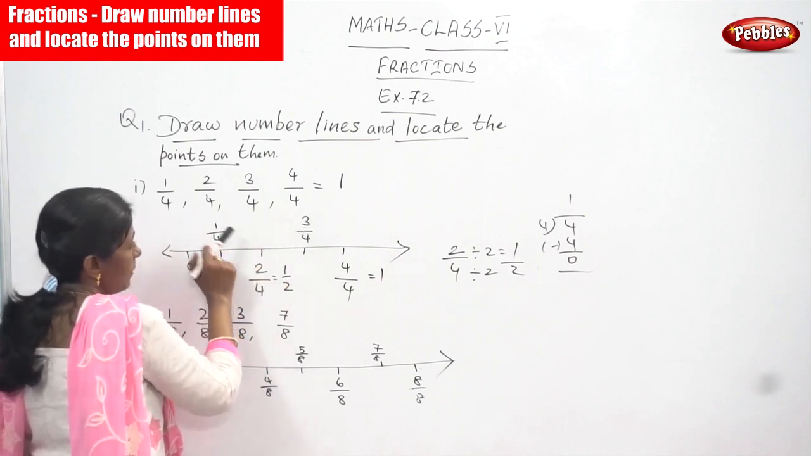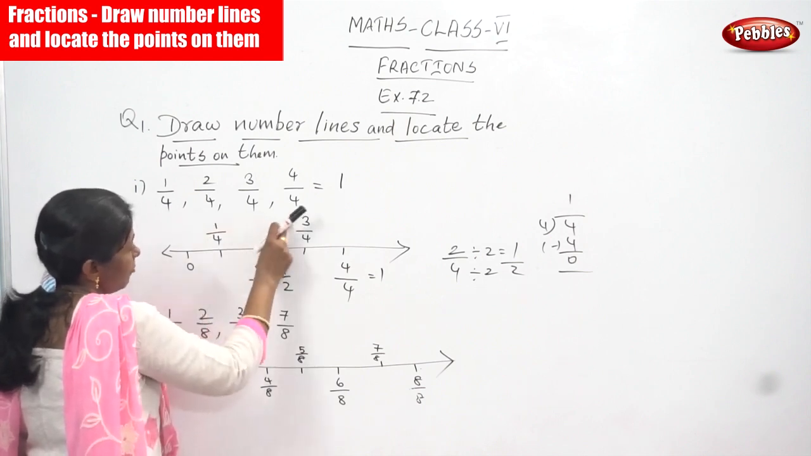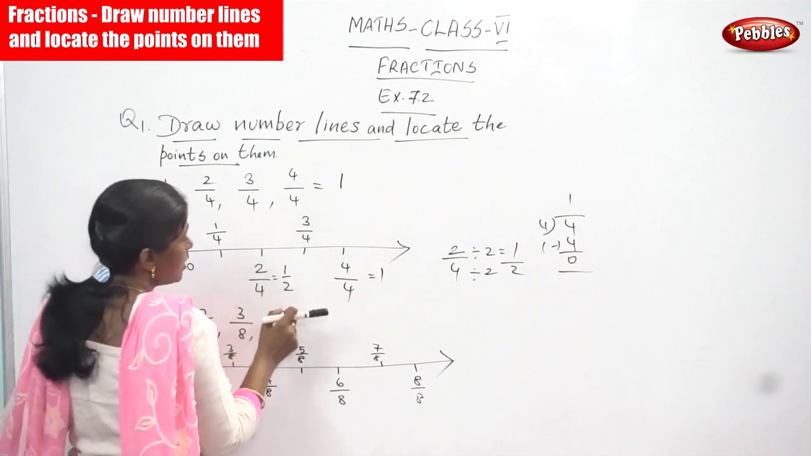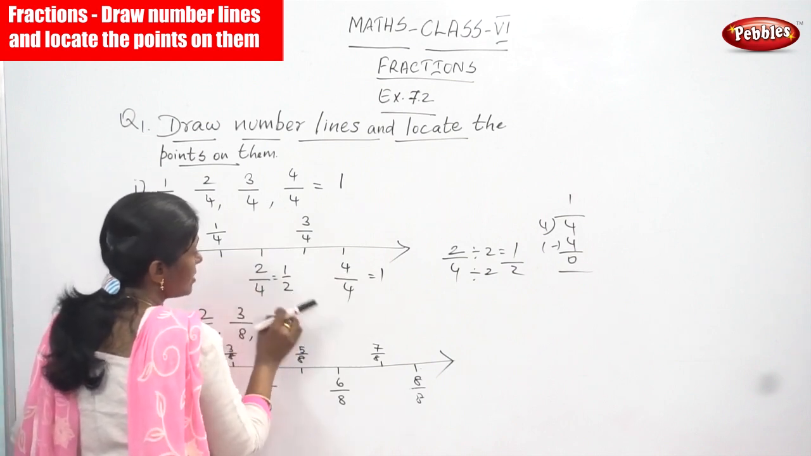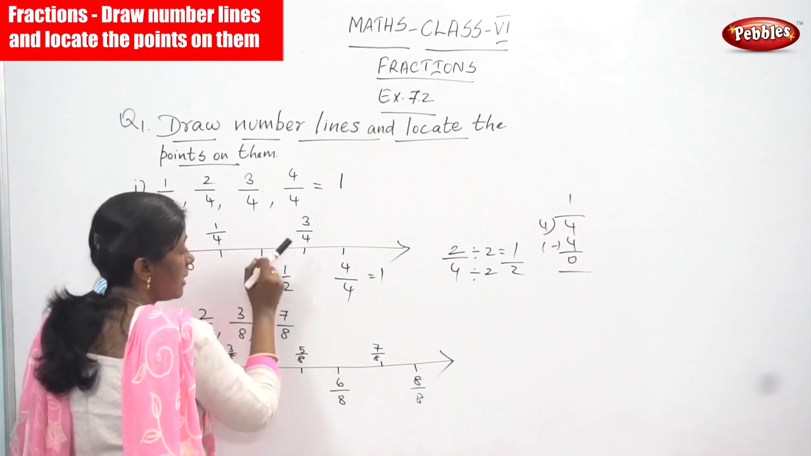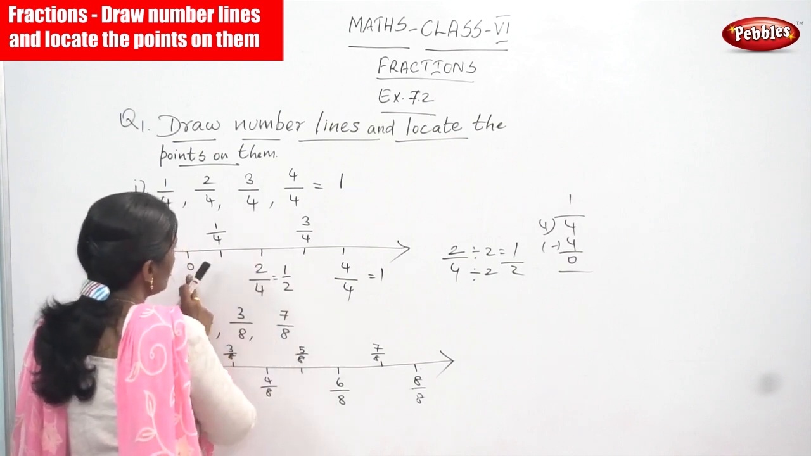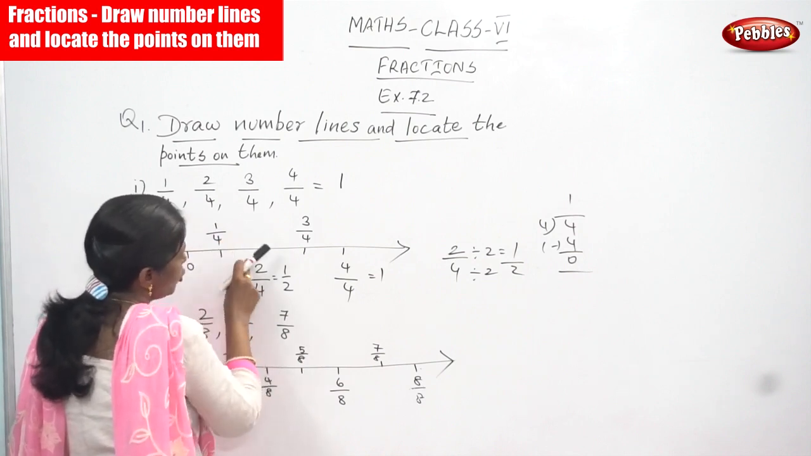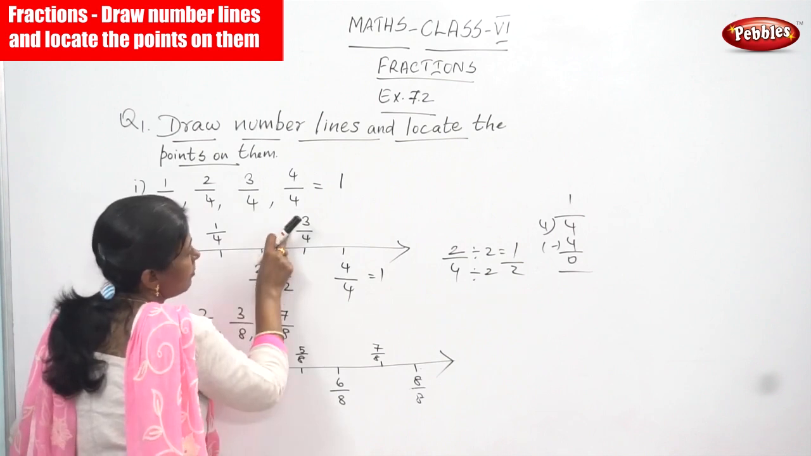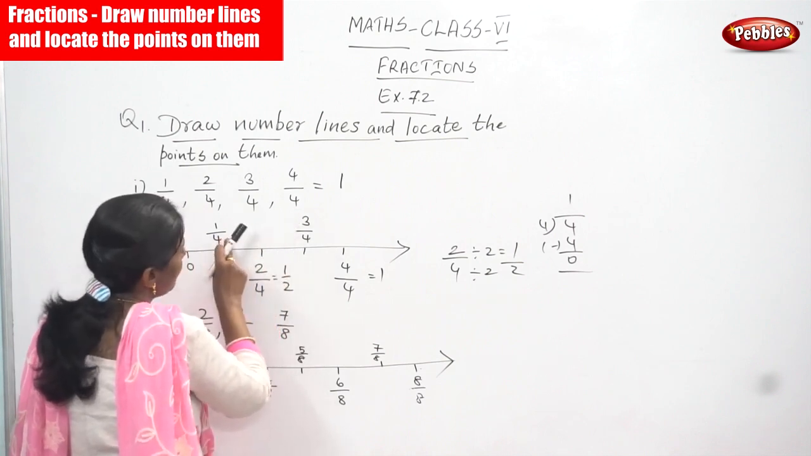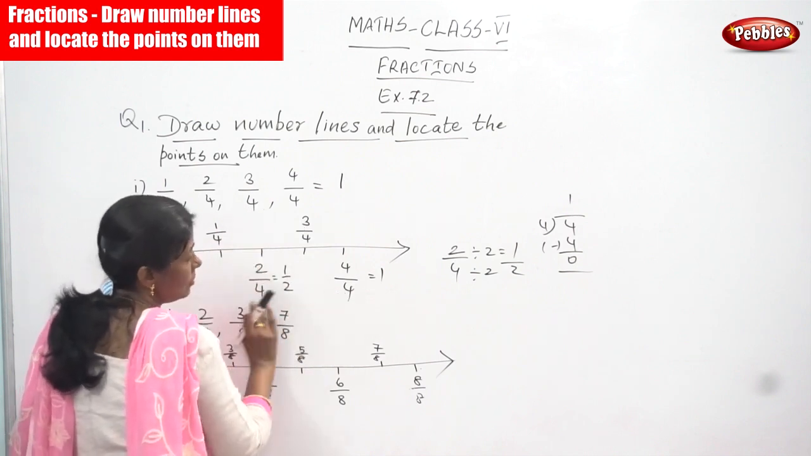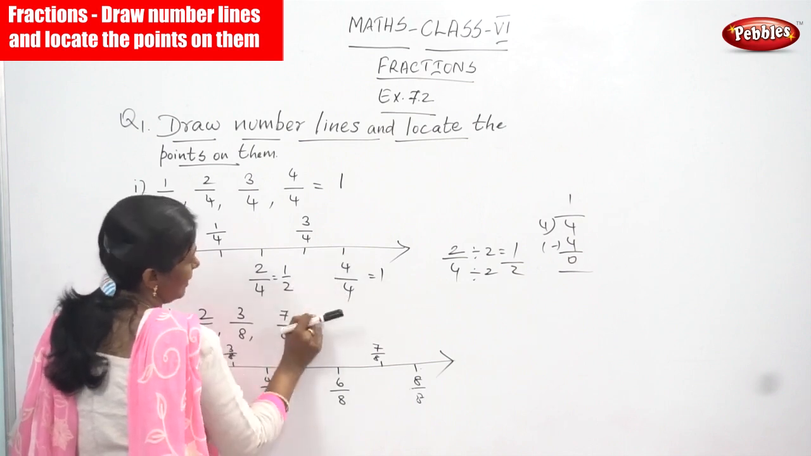That is only the odd points 1 by 4 and 3 by 4. I mark the points above the number line, and 2 by 4, 4 by 4 are the even fraction numbers. So these numbers I marked below the number line. So 1 by 4 is an odd fraction, 2 by 4 is an even fraction, and 3 by 4 is an odd fraction. So 1 by 4 and 3 by 4 I marked above the number line, and 2 by 4 and 4 by 4 are even fractions, so I marked below the number line.